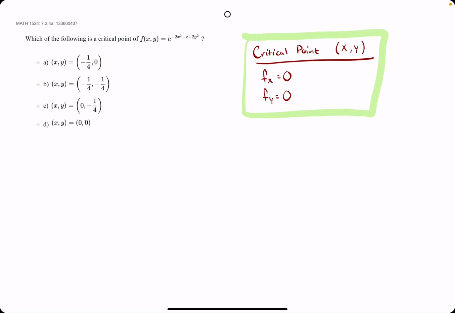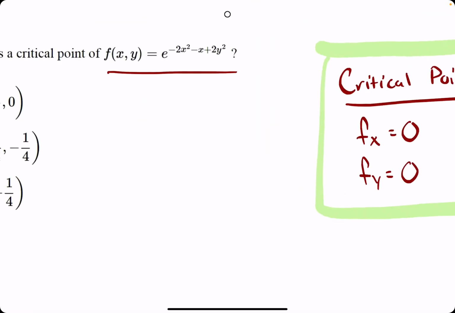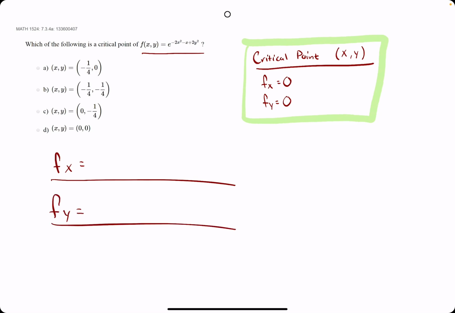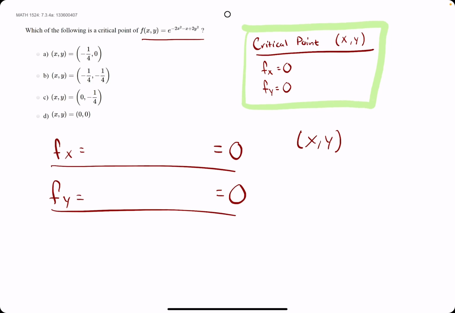Okie dokie. In this problem, we are given a function of x and y, and the goal is to identify which of these ordered pairs is a critical point of this function. A critical point we will find by finding the first derivative with respect to x, finding the first derivative with respect to y, and we're going to find the x and y values that make each of these, or both of these, equal to 0. And whichever x and y pair makes both of these equal to 0 will be our critical point.